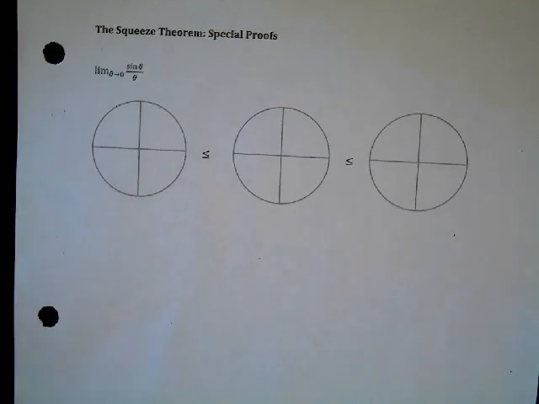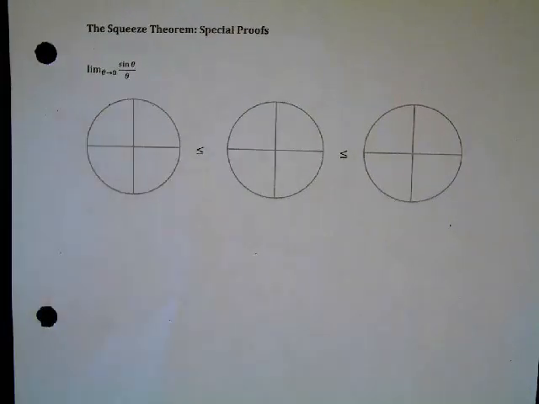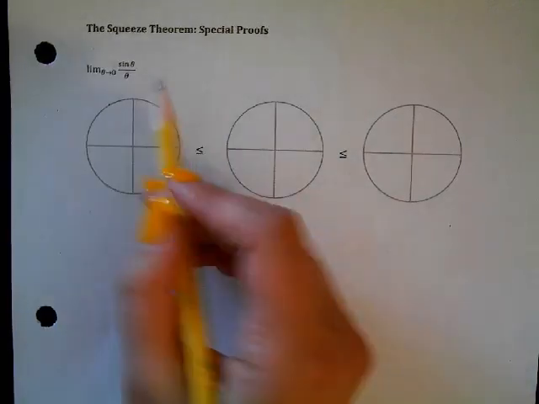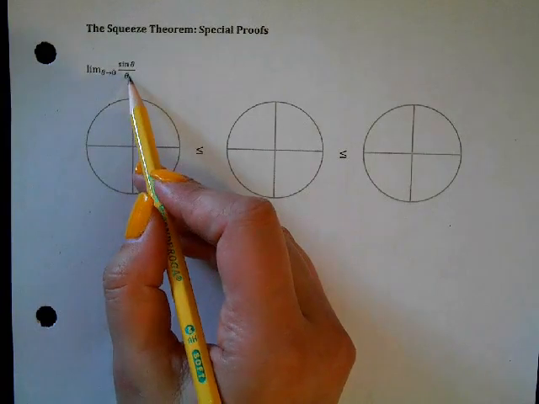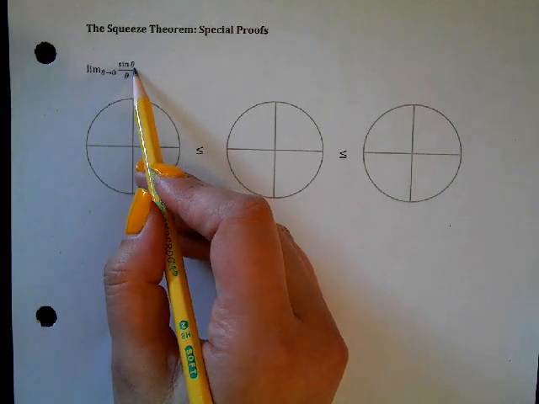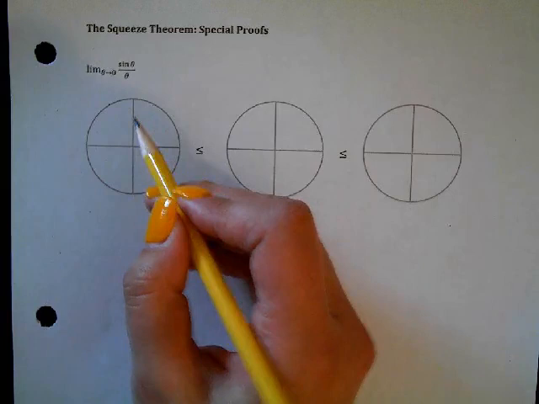Okay, so the special proof that we're going to do is we want to use the squeeze theorem to figure out what sine theta over theta is, because we want to know what the answer to that is so that we don't have to do it every single time. So if we can figure out what that answer is, then we can just use that as a shortcut in the future. So if you think about doing direct substitution, what is sine of 0?